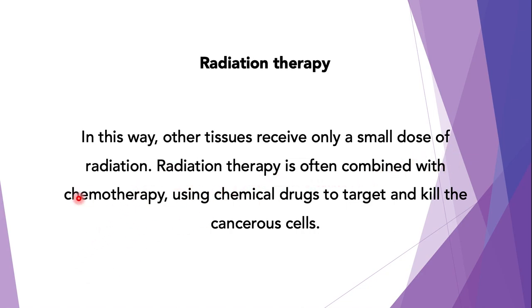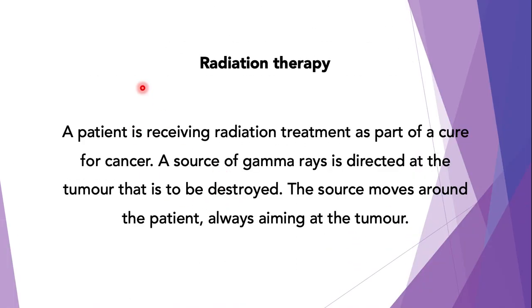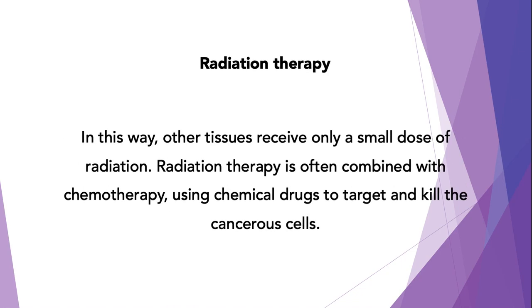Radiation therapy is often combined with chemotherapy, that is using chemical drugs to target and kill the cancerous cells. So here we have one use of cell damage. We use radiation to damage living cells, but they are obviously the bad cells, the cells which are forming a tumor. If we do not end this tumor, it will keep on forming and get bigger and bigger. So we use radiation therapy as part of a cure for cancer. Then we have food irradiation.